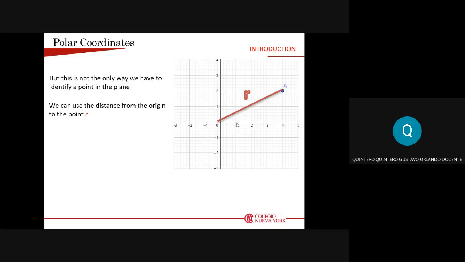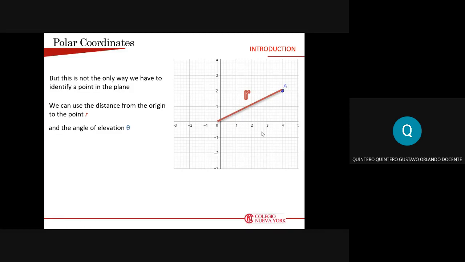What else do we need? We need the angle of elevation, theta. Please look at the screen. Don't miss it. The angle of elevation is this one.